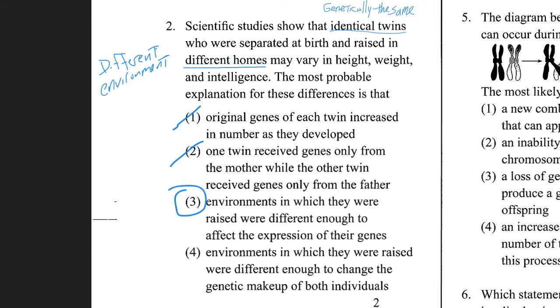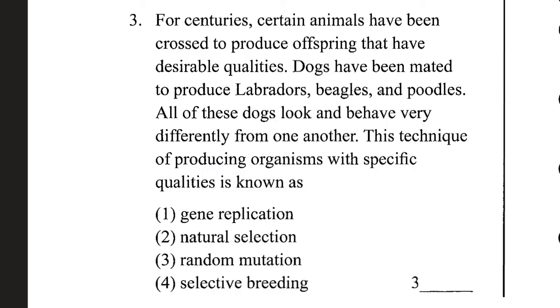So the answer here is going to be option 3, because the different environments won't change the genetic makeup of the twins unless one of them is living in an area with high radiation or other mutagens.